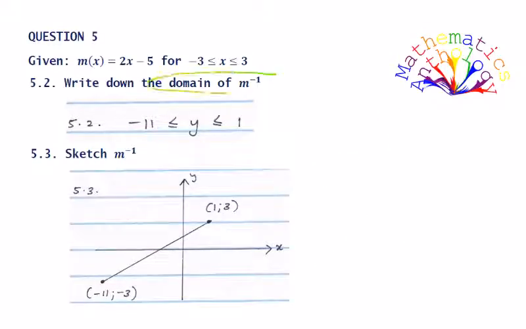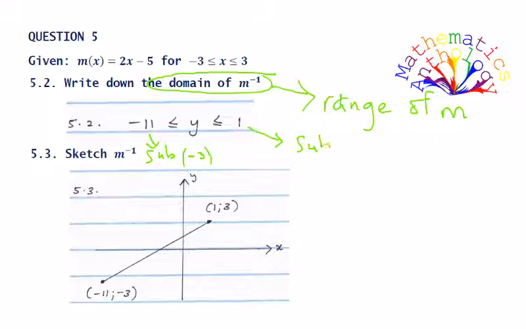Okay, 5.2 here, we're given the same graph for the same domain, and they want us here to write down the domain of the inverse graph of m. Now, it's important to understand that when they ask you for the domain of the inverse graph, it's actually the range of the original graph. So if we go to our diagram of the original graph, we'll see that our range is from negative 11 to positive 1. So the range of the original graph is negative 11 to positive 1.